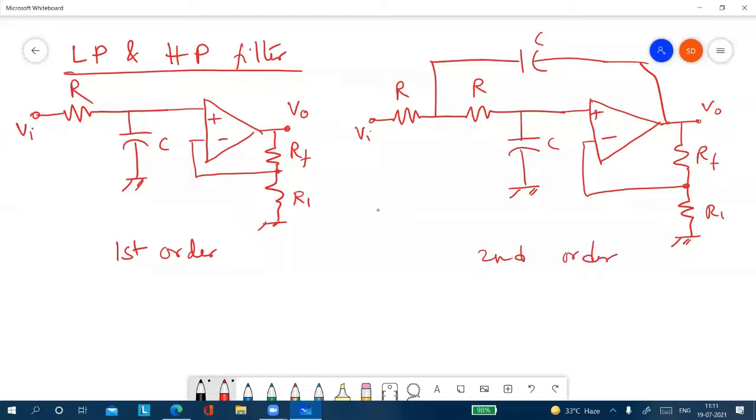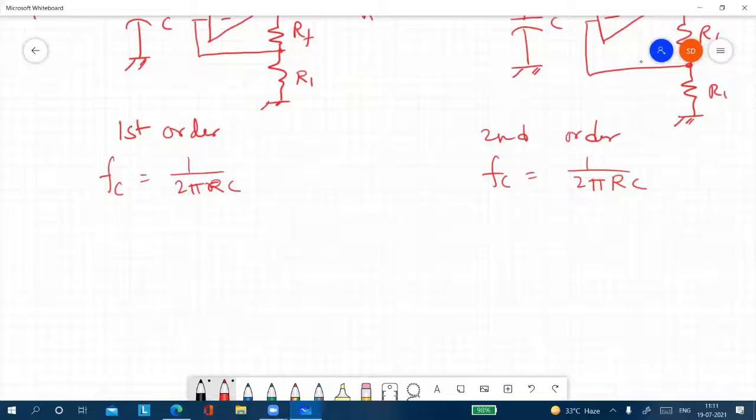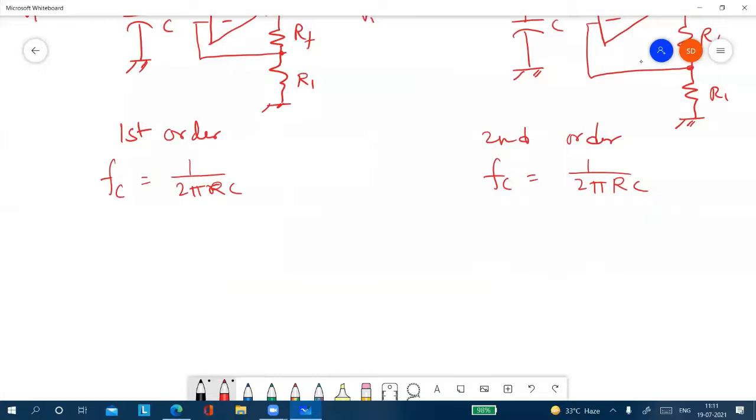We already know the cutoff frequency, which is 1 by 2 pi RC. Here also the cutoff frequency is 1 by 2 pi RC. A low pass filter, we know, allows low frequencies to pass through the device and blocks the high frequencies. We know the characteristics.